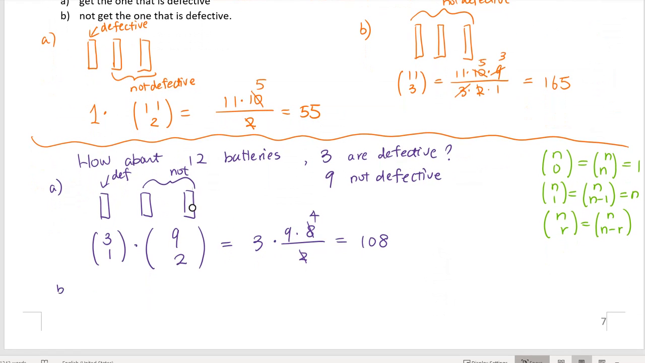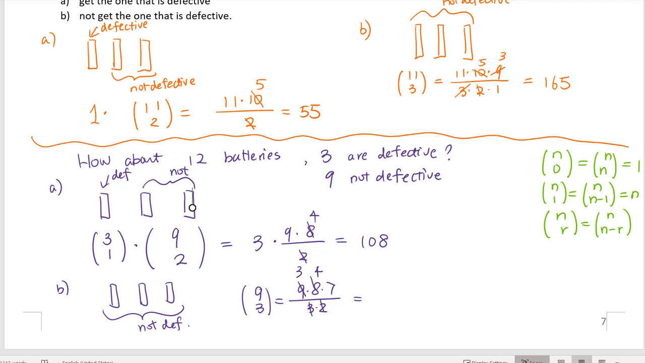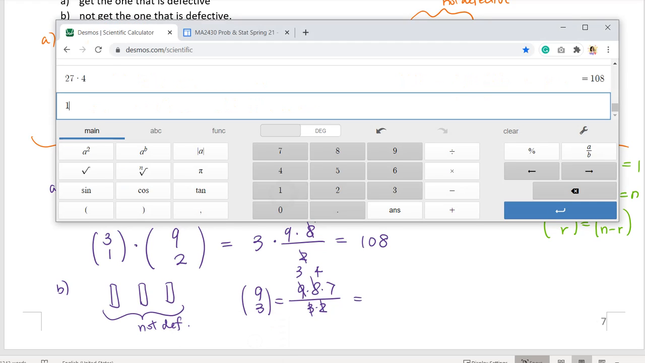Now how about part B? Now not getting the one that is defective. So all 3 of them are not defective. Then none of them is defective, and we choose 3. So 9, 8, 7 over 3, 2. Okay, 3 and 3 cancel, 3 cancel. So 3 times 4, 12. 12 times 7.